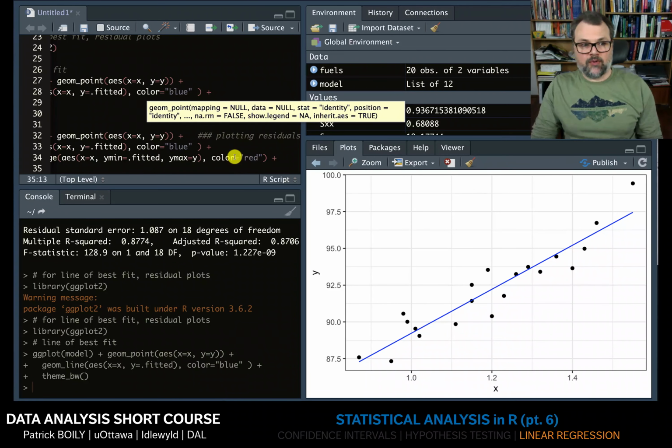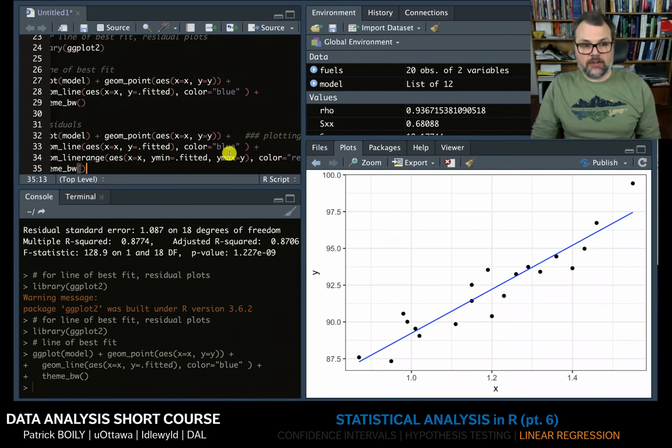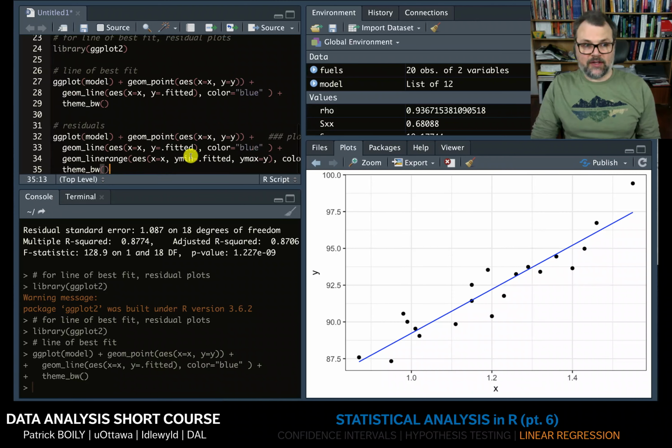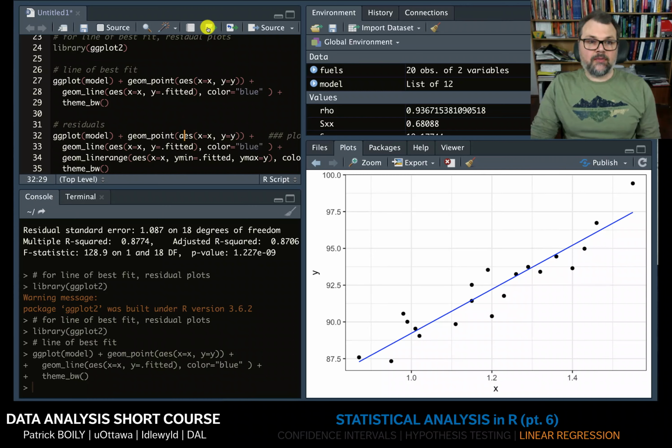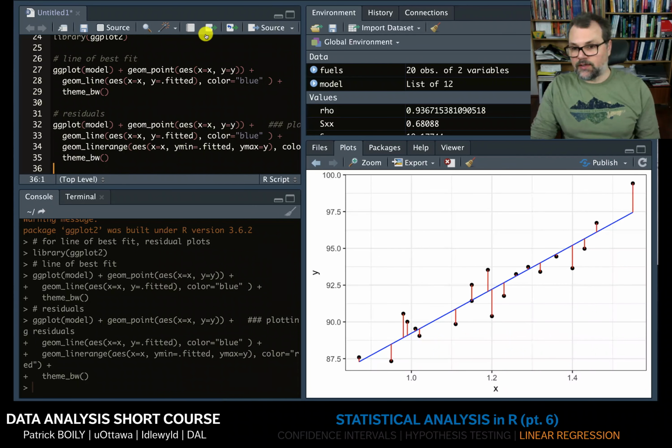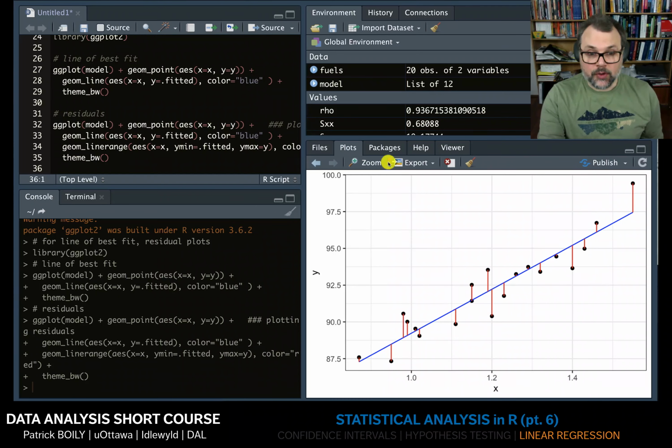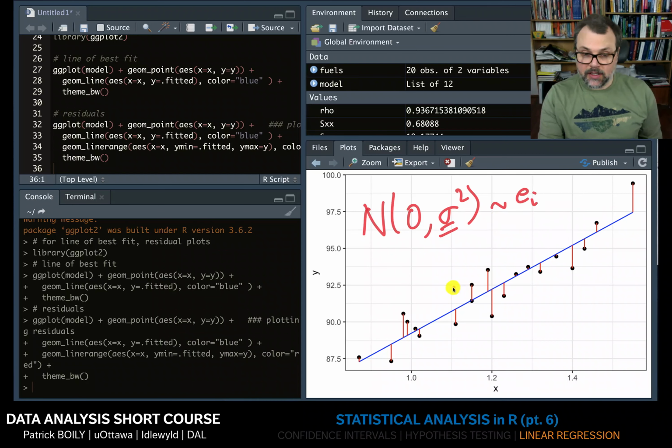Line segments, which will be colored in red, go between the actual y value and the fitted value. So the true y value and what we predicted based on the line of regression. It's something that looks like this. Now, what is the estimated variance of these residuals? If this is a good fit, the residuals should follow, as I said, the normal distribution with mean 0 and variance sigma squared. Well, what's the sigma squared likely to be?